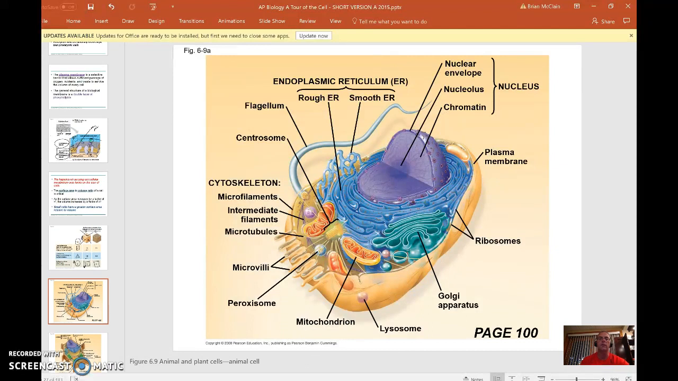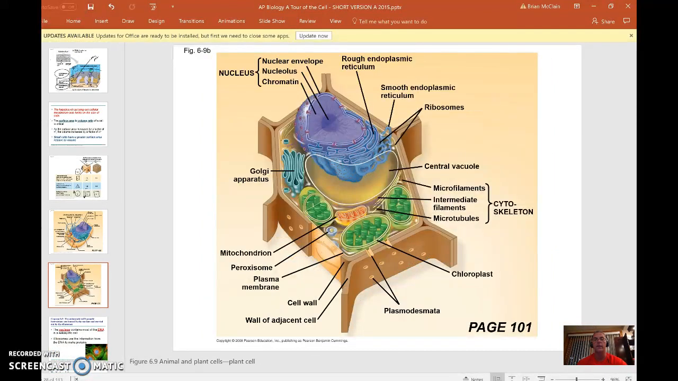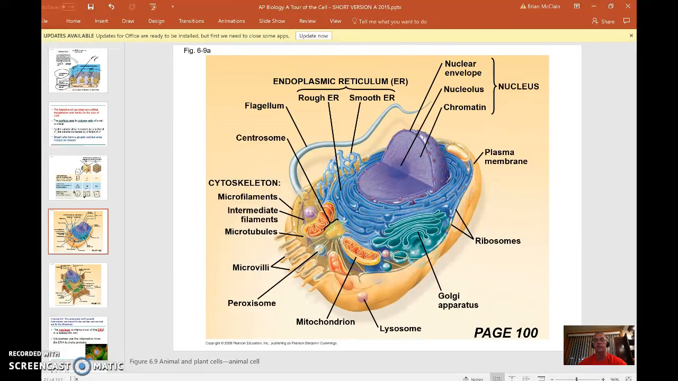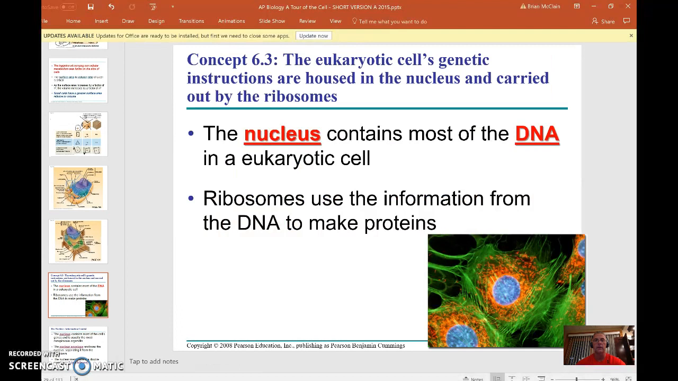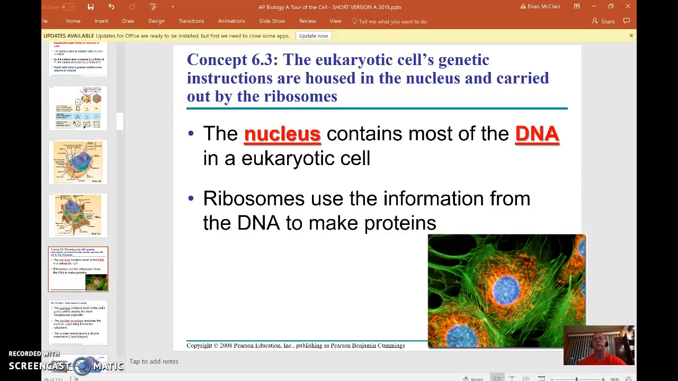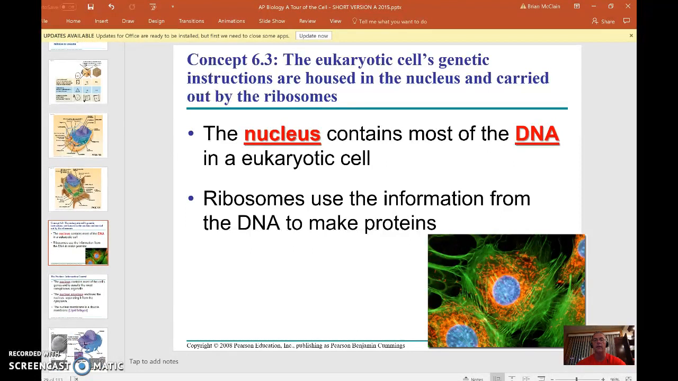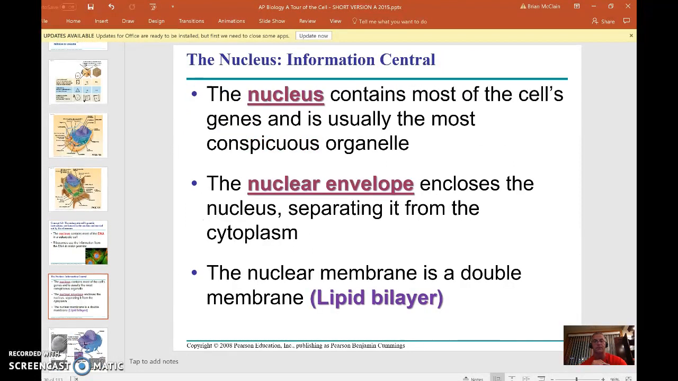Now, it's going to be important. I would definitely reference page 100 as well as page 101. We're going to see each of these structures as we go through our quick discussion, but those are pretty good images showing us the basic structures that are going to be found inside of a eukaryotic cell. And section 3 starts us off by looking at the nucleus. It talks about not only the nucleus, but also the ribosomes.